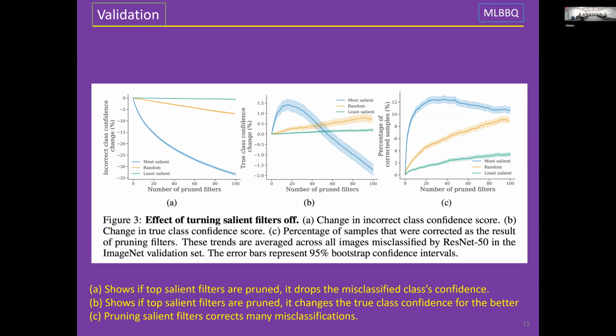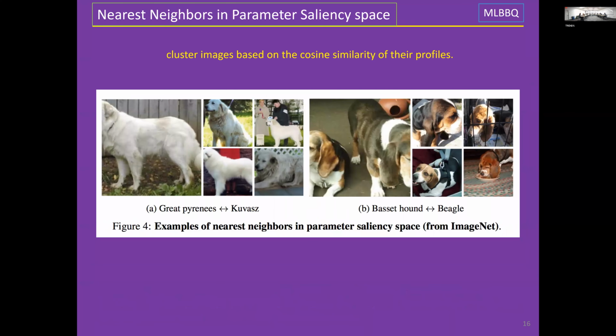So up to this point, they have identified malfunctioning parameters, and they are showing that they are indeed malfunctioning, because if we zero them out, the performance improves without training, without any gradient update step. And they are showing that the nearest neighbors in the parameter saliency profile are semantically similar. That means for samples with similar malfunctioning parameters, the input samples are semantically similar.